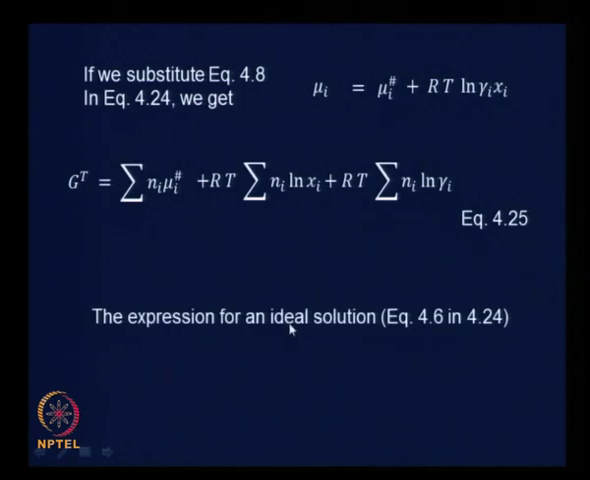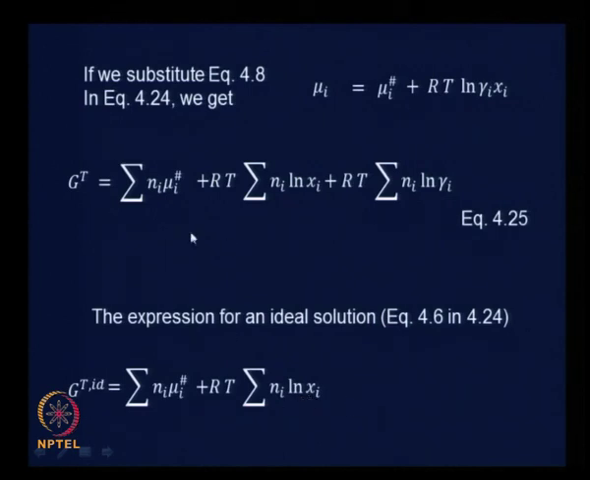At the same time, the expression for an ideal solution we all know. If you look at this, mu_i equals mu_i hash plus RT ln gamma_i x_i. We know that gamma_i brings in the non-ideality. So, the expression for an ideal solution, which is actually 4.6 that we presented earlier, would be mu_i equals mu_i hash plus RT ln x_i. Right. Now, if we substitute this into 4.24, we would get G^T ideal equals the sum over N_i mu_i hash plus RT the sum over N_i ln x_i.